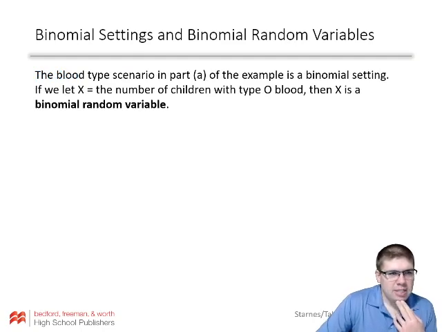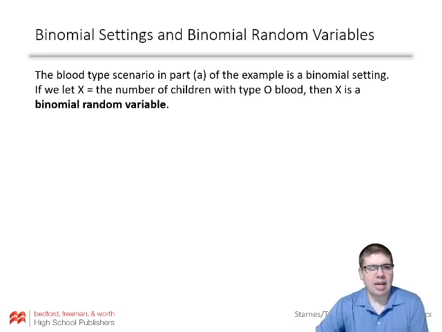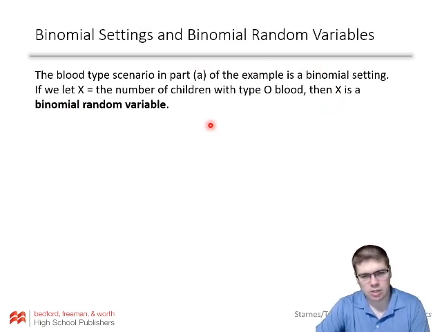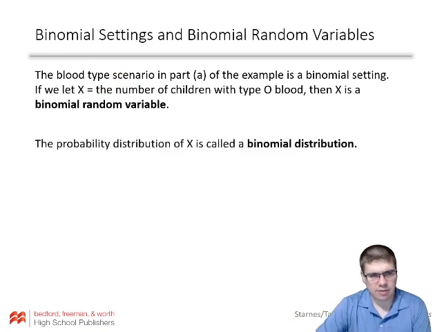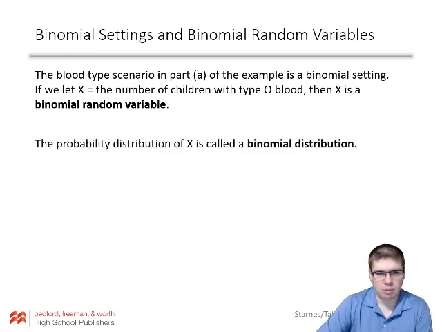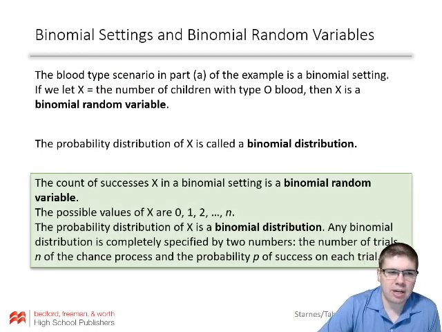So the blood type scenario in part A of this example is a binomial setting. If we let x equal the number of children with type O blood, then x is a binomial random variable. Remember, random variable, it's the numerical outcome, and so we're interested here in the number of people with type O. So the probability distribution of x is called a binomial distribution. The count of successes in a binomial distribution is a binomial random variable.